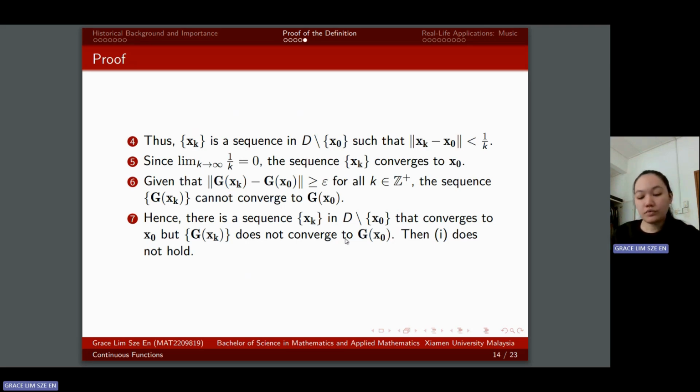So we have basically proved that there is a sequence xk in D \ {x0} that converges to x0, but the corresponding sequence g(xk) does not converge to g(x0). So basically we're proving that the first statement is false, because we assume that the second statement was false, and from there we showed that the first statement was false. And so in other words, if you reverse it around, the first statement is true means that the second statement is true, means that the first statement is also true.